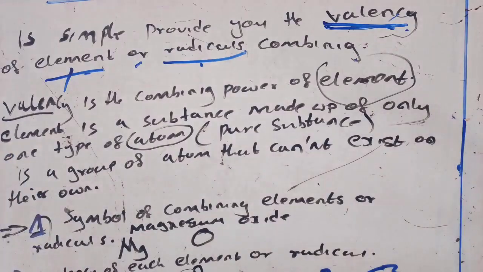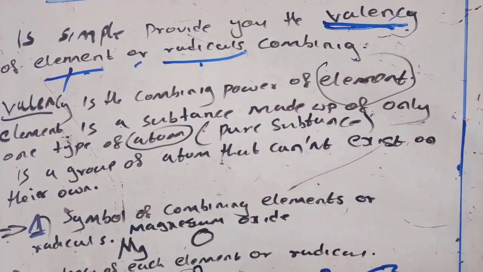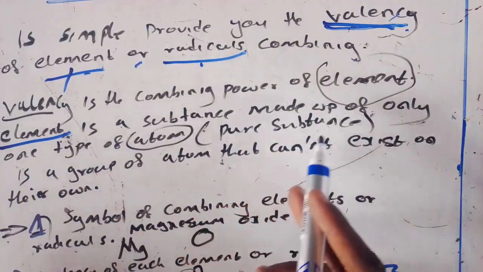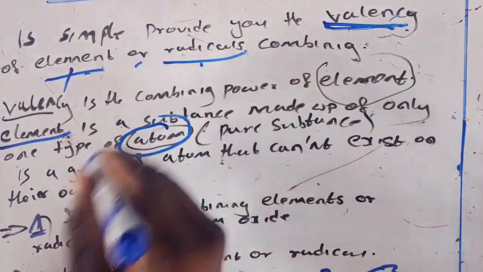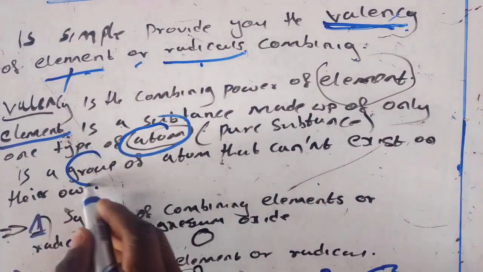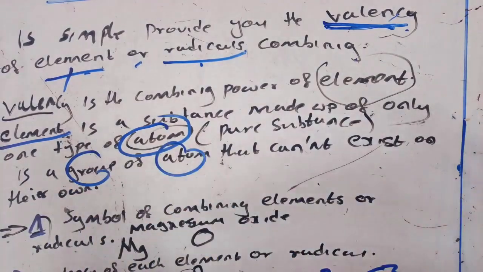And then an element, we said, is a substance that is made up of only one type of atom. So in short, an element is a pure substance, because we know that a pure substance is made up of only one type of atom. Again, we defined what a radical is. I said a radical is a group of atoms that cannot exist on their own but need to combine with other elements or radicals to exist. So this is what a radical is.